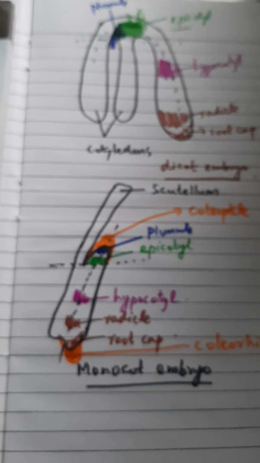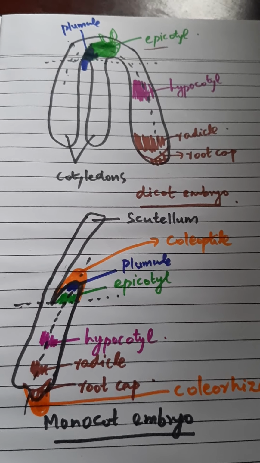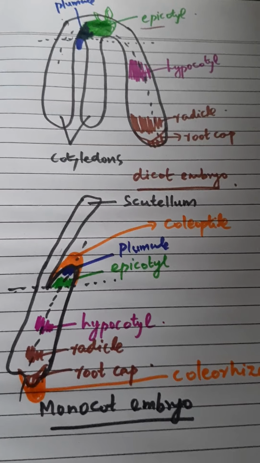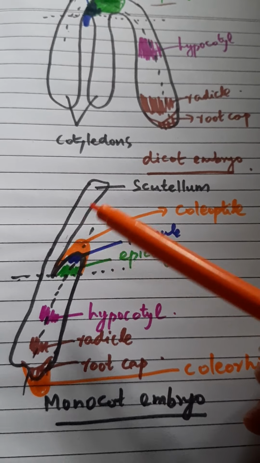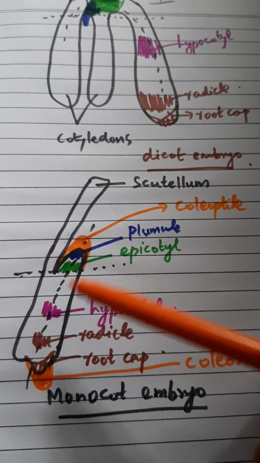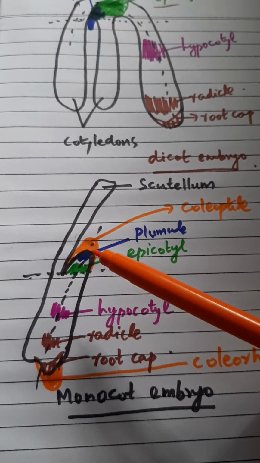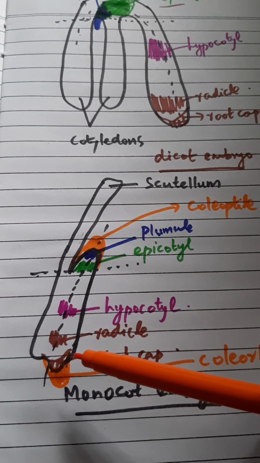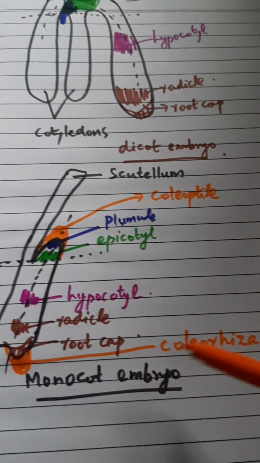So these are the parts of dicot as well as monocot embryo. So I will explain the monocot embryo. In monocot embryo, the scutellum is placed towards the side of the embryonal axis. The embryonal axis consists of the following parts: plumule, epicotyle, hypocotyle, radicle, and coleoptile as well as coleorhiza.